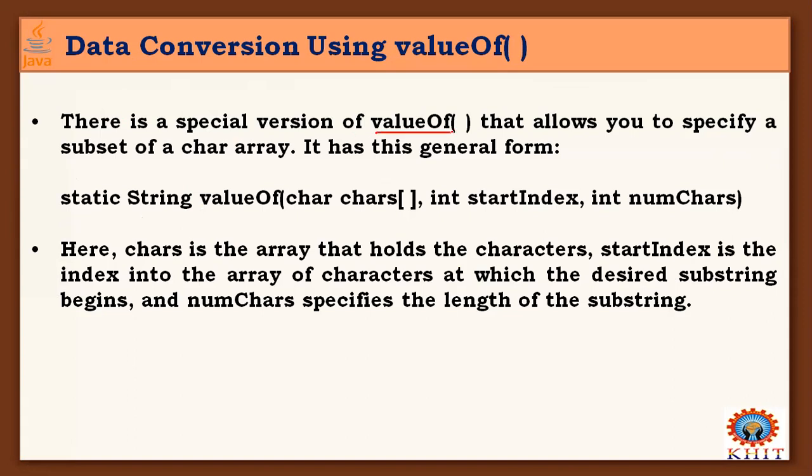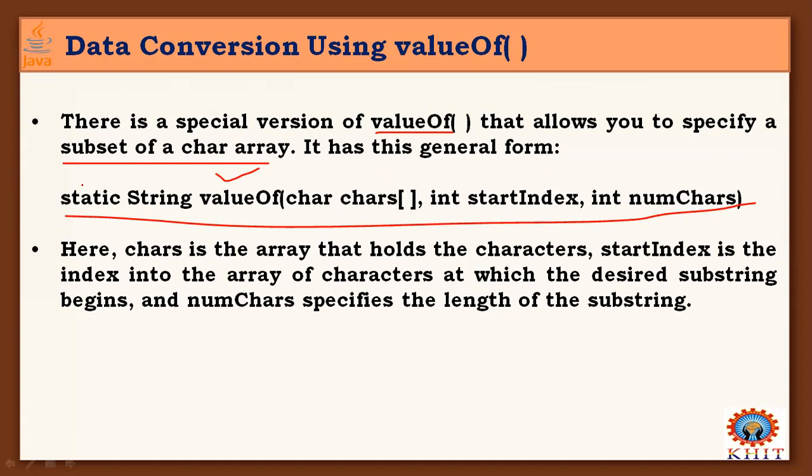There is a special version of this valueOf method that allows you to specify a subset of a character array, nothing but some characters stored in that character array. Here is the general form of this one. It is also a static method, String type, valueOf method, where the character array is an input parameter, and from which starting index and how many characters we are going to convert. This pattern is already practiced in the previous topics on string conversion. This valueOf method converts that data into string format, a human readable form, based on this index, number of characters, and given source character array.